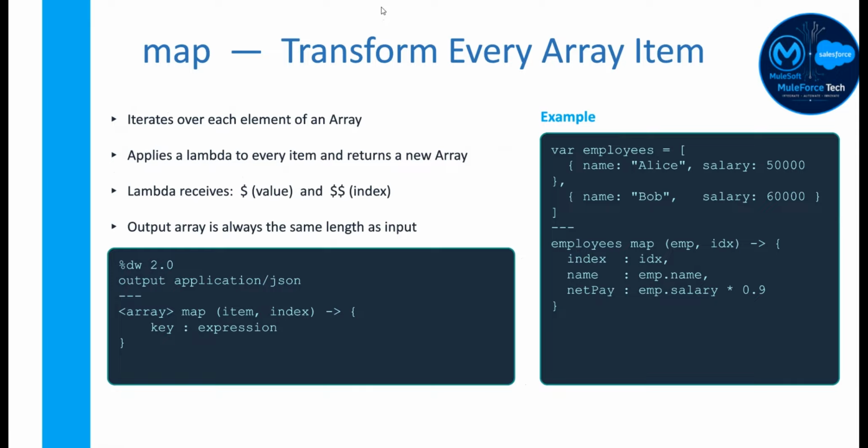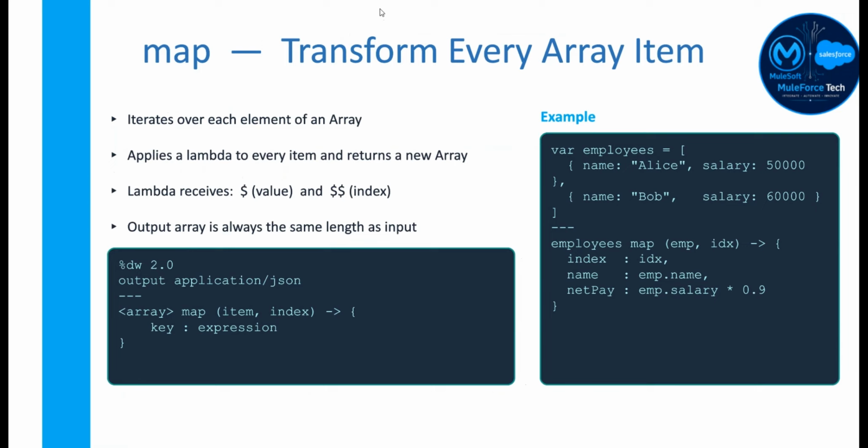And we are going to apply a lambda function to every item, and the lambda shorthand is a dollar and double dollar. Instead of using item, we are going to use dollar, and instead of using index, we are going to use double dollar. Let me go into the implementation part.